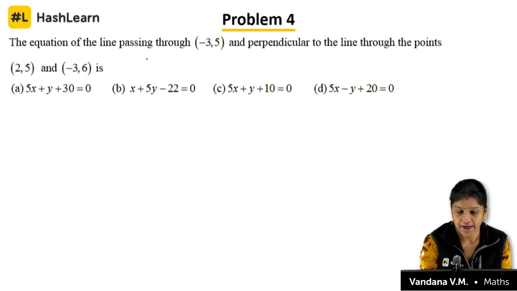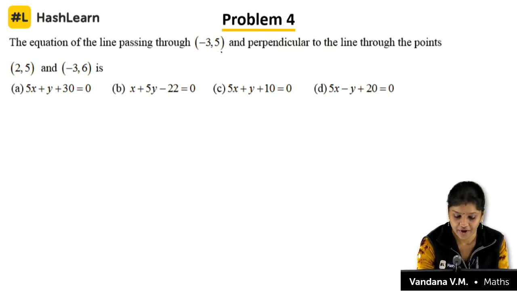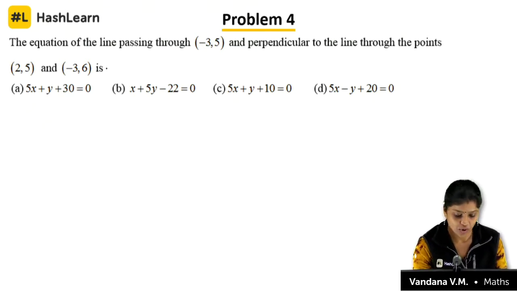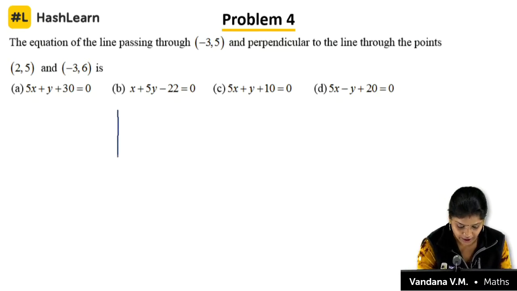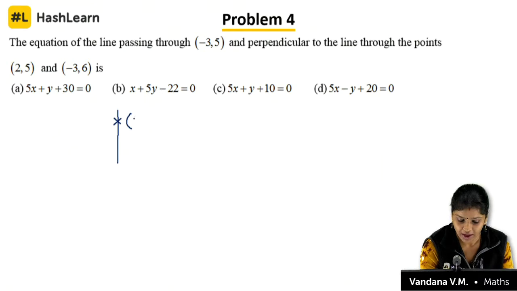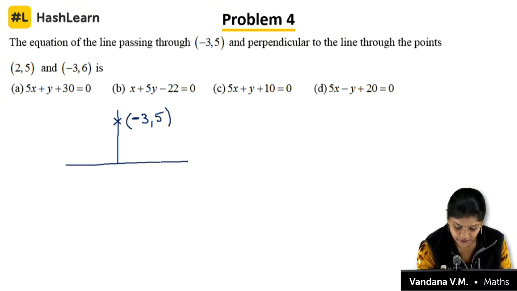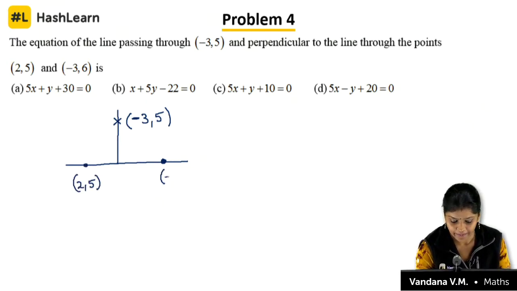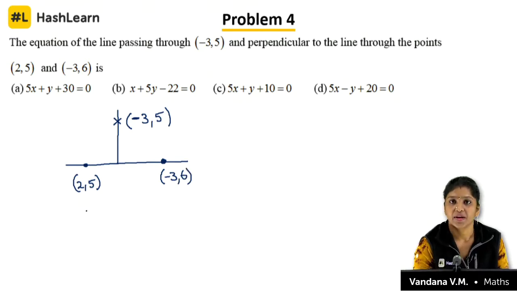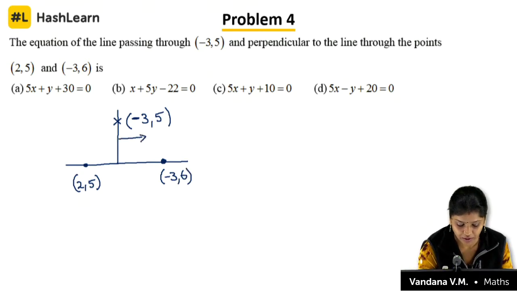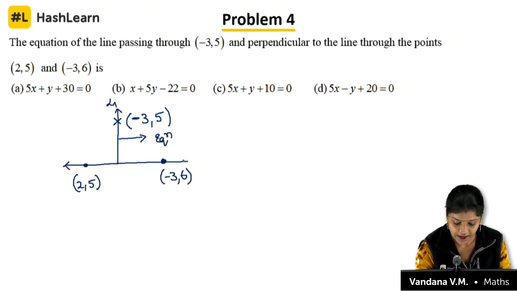The equation of a line passing through minus 3, 5 and perpendicular to the line passing through these points. See what they are telling. The equation of a line I want: that line is passing through minus 3, 5. Okay. And there is a perpendicular line. This line is passing through 2, 5 and minus 3, 6. Now, I would like to find out the equation of this L1. You take this as some L2.